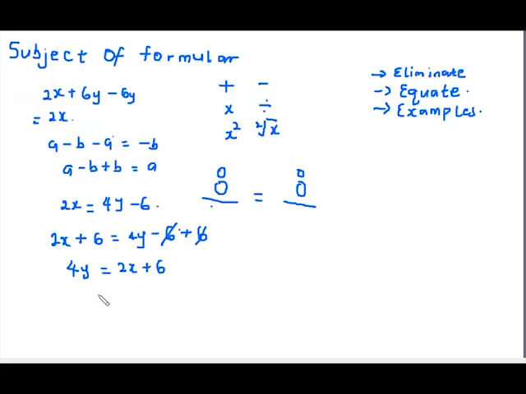But remember, the goal was to make y the subject of formula, so I'd have to divide through, because 4y is still the same thing as saying 4 times y equals 2x plus 6. So I'd ultimately have to divide through by 4 to eliminate 4 from y. So 4y divided by 4 is equal to y, and the other side is 2x plus 6 over 4. So let's take a few examples, and I hope with that you get a clear understanding of subject of formula.